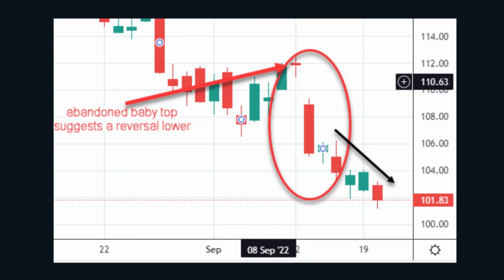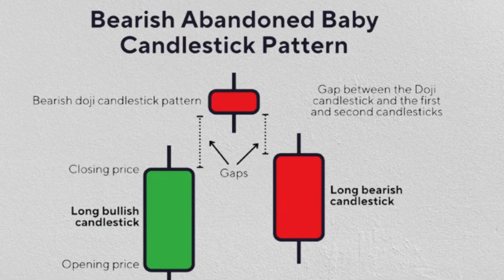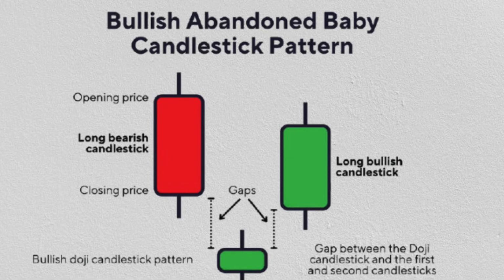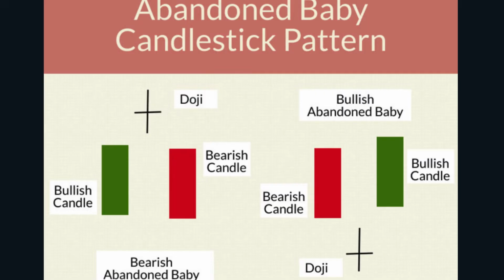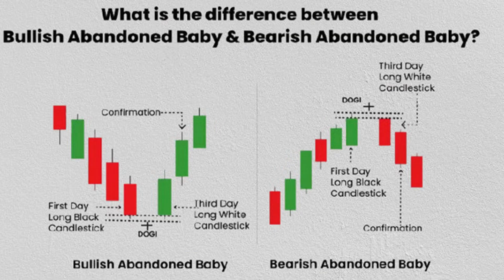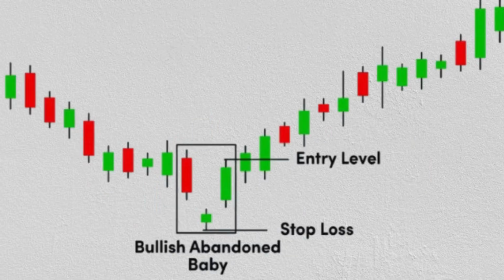Abandoned baby top and bottom. An abandoned baby is a powerful reversal pattern. It appears as a small, isolated candle that gaps away from the previous trend. An abandoned baby top shows up after an uptrend, signaling a bearish reversal, while an abandoned baby bottom appears after a downtrend, indicating a bullish reversal. Confirmation comes if the next candle moves strongly in the opposite direction.